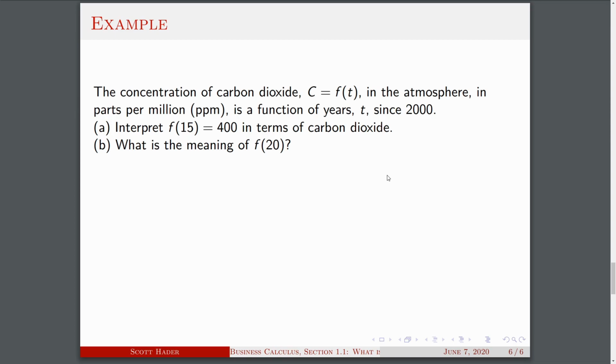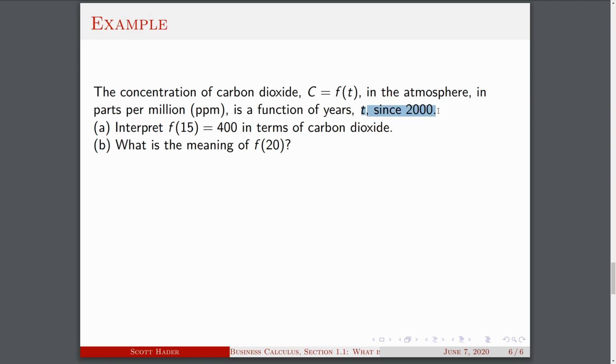All right, and to finish off 1.1, I have an example here for you. So let's see. The concentration of carbon dioxide, which we'll call C, and we'll write that as a function of T in the atmosphere. And we're going to assign units to the concentration, parts per million. And we'll define that as a function of the number of years since 2000. Now this is a very common way to define the time. Usually time is defined as either years since something, or hours since something, or months since something, and so forth.